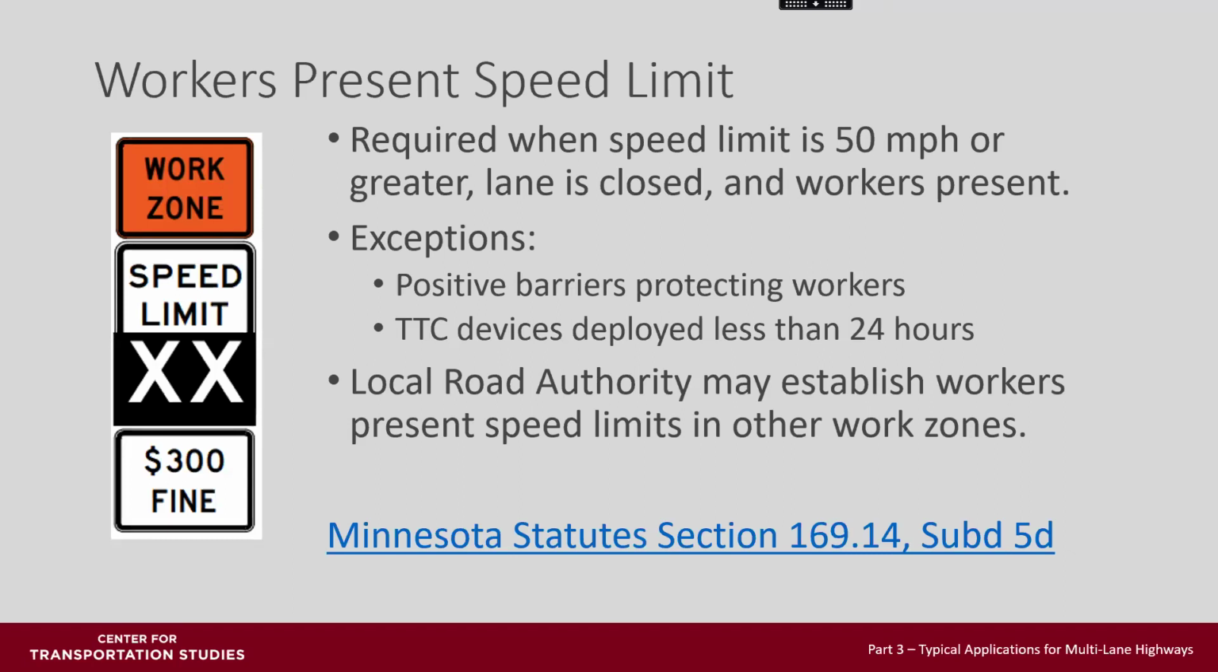On the side of a divided highway with a median that does not include a temporary traffic control zone, where positive barriers are placed between workers and the travel portion of the roadway, where temporary traffic control zone devices are deployed for less than 24 hours, where a 24-hour-a-day, 7-day-a-week construction speed limit is in effect, or where a different worker present speed limit is established by the local road authority. Aside from the required 45 mile per hour worker present speed limit, the local authority may establish a different speed limit value.